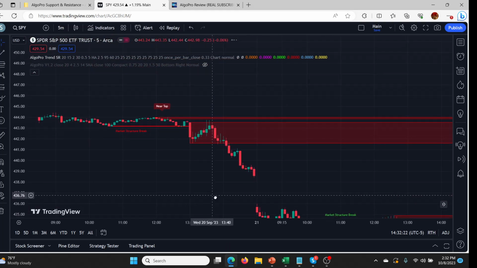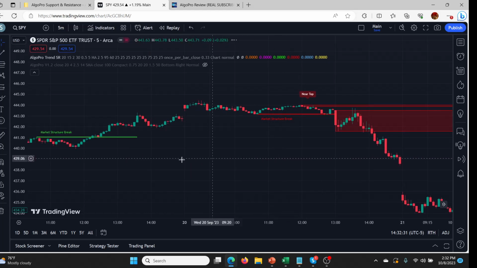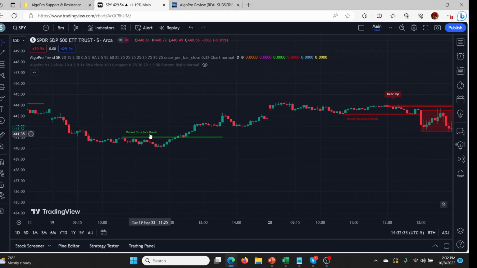Just kind of go up here. You can see the same order, huge sell-off because of a lot of bearish activity up here. Here's a nice one, market structure break. As soon as we break through here, we're off to the races.